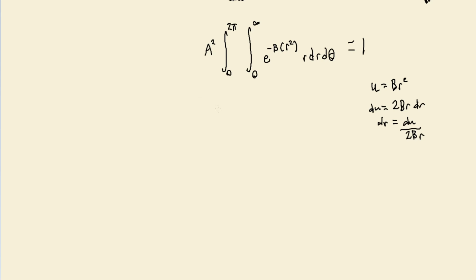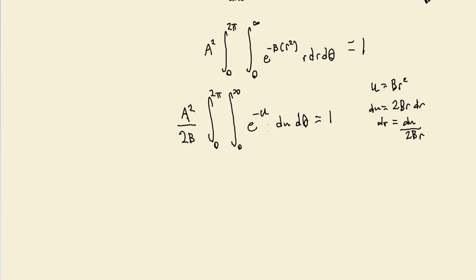And so when we make the substitution, I'm going to pull this 2b out, because it's just a constant. And so we have a squared over 2b, multiplied by the double integral from 0 to 2 pi here. And here we're going from 0 to infinity. What is this going to become? This is going to become e to the negative u. And I already dealt with all of this business, so we are just left with du here, d theta, and we have that this is equal to 1.